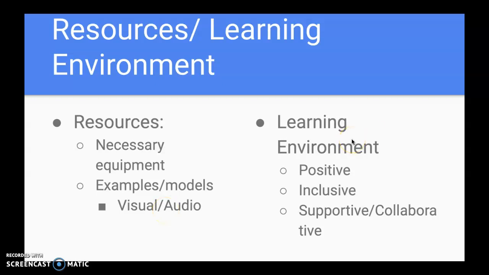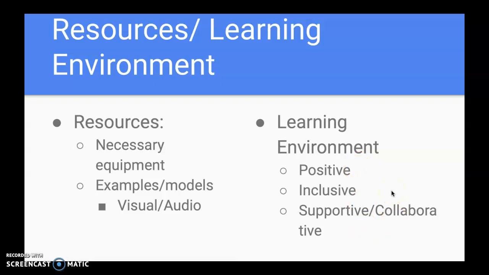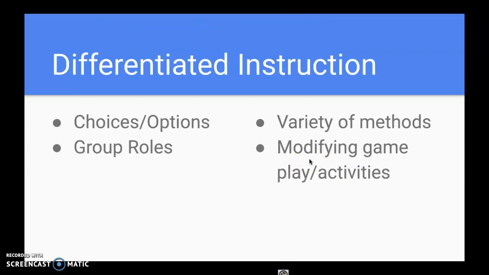Next, the learning environment. We want to encourage a positive, supportive, and collaborative learning environment. That will be shown more in our activities and our skills in the class, and it goes off the structure and how you're developing the class. Then we'll be talking about differentiated instruction.